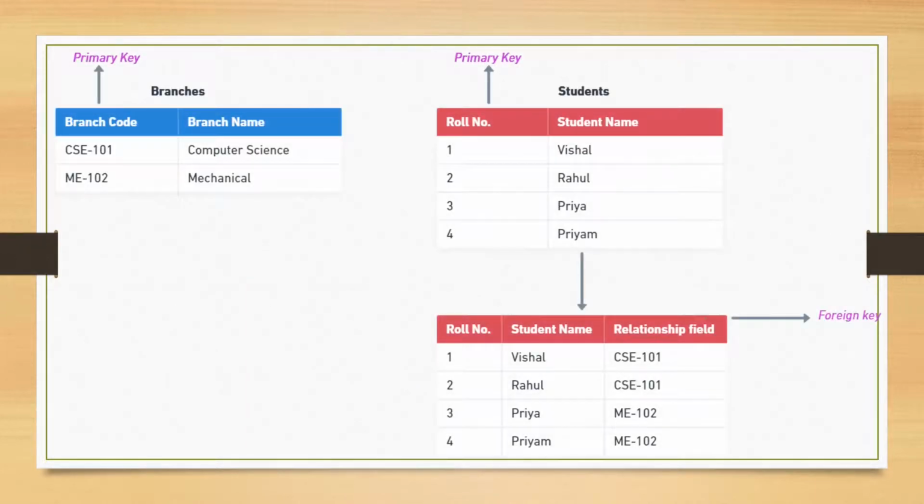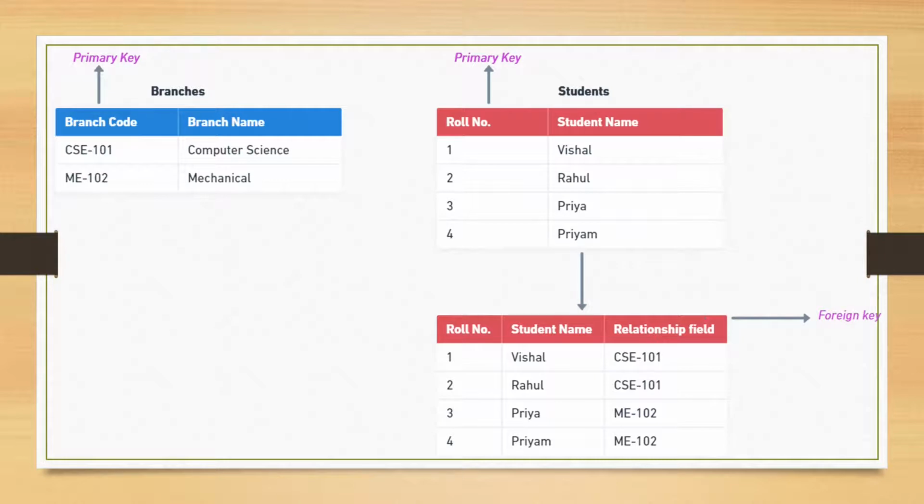that branch has a primary key. Obviously each object or each table will have a primary key. What is a primary key? It is a key which uniquely identifies the rows in a table. Like the branch code, computer science branch code CSE 101, will be unique throughout its table. Similarly, in the case of students, the roll number will be the primary key and it will be unique within a table.